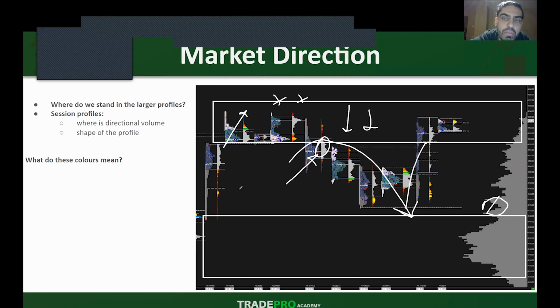So then you get the move back up. If you accept and close back up, what's the expected move? Let's go and tag that top. Now, individual session profiles. The individual session profiles here are colored.